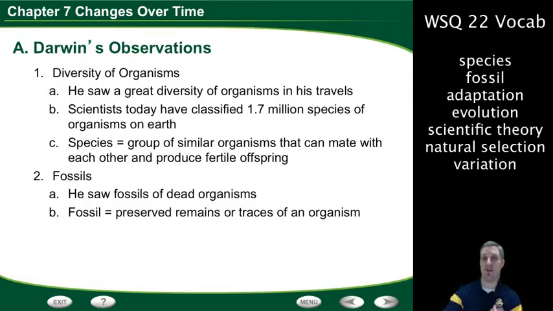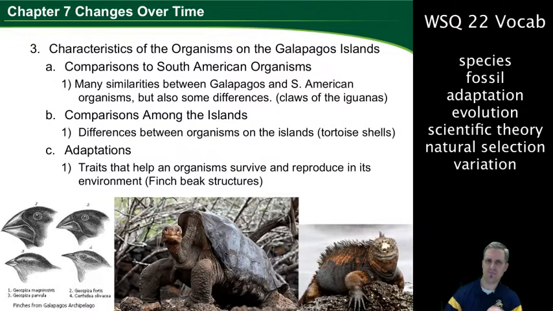So he saw, one, a diversity of organisms, a variety of different organisms. Two, he saw fossils. Thirdly, he noticed some characteristics. Down below we have 3 different organisms that he observed: the Galapagos finches, known as Darwin's finches, the tortoises that he saw on the islands, and this particular type of iguana.